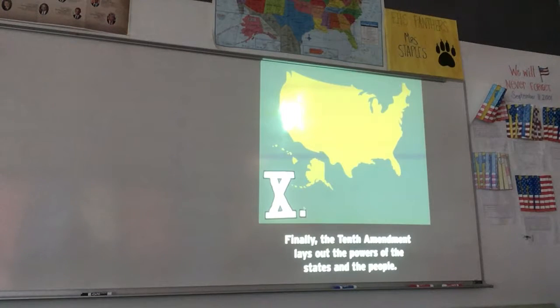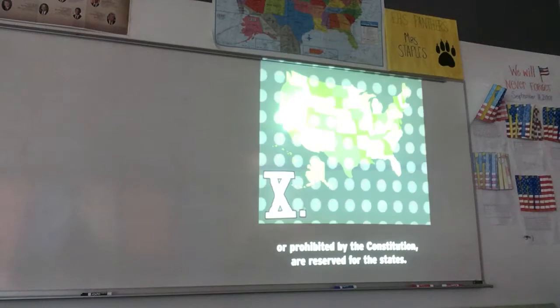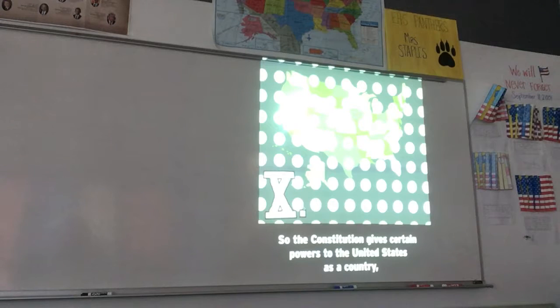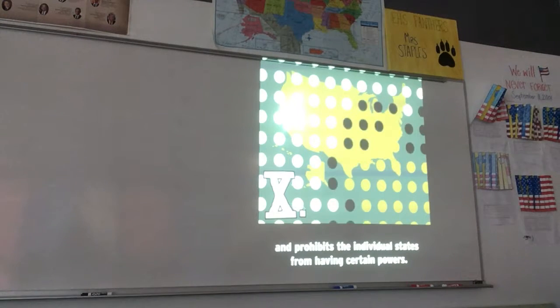Finally, the 10th Amendment lays out the powers of the states and the people. It just says that any powers not specifically given to the states by the Constitution or prohibited by the Constitution are reserved for the states. So the Constitution gives certain powers to the United States as a country and prohibits the individual states from having certain powers. The powers that are left over go to the individual states.